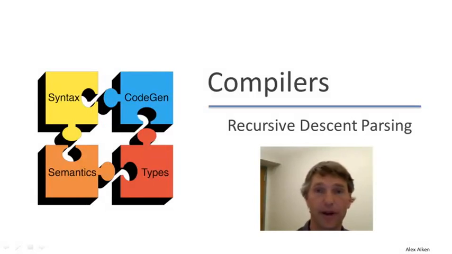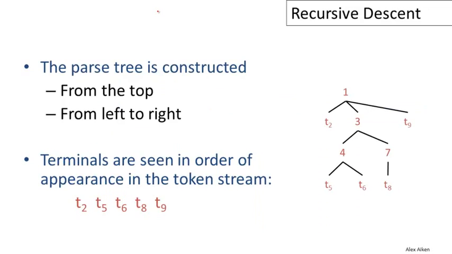In this video, we're going to talk about our first parsing algorithm, recursive descent parsing. Recursive descent is what is called a top-down parsing algorithm. And you might suspect that there are also bottom-up parsing algorithms, and there are indeed such things, and we'll be talking about them later. But in a top-down parsing algorithm, the parse tree is constructed from the top, so starting with the root node, and from left to right. And so the terminals will be seen in the order that they appear in the token stream.